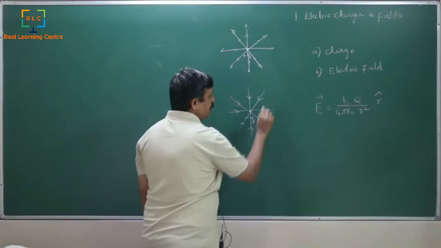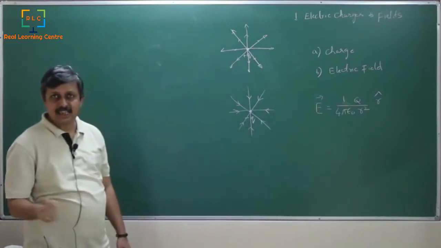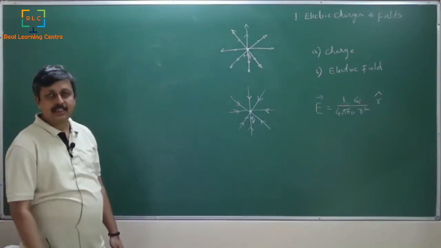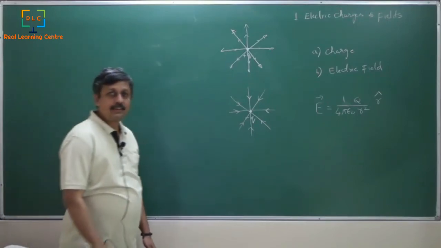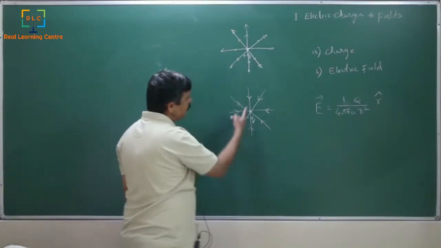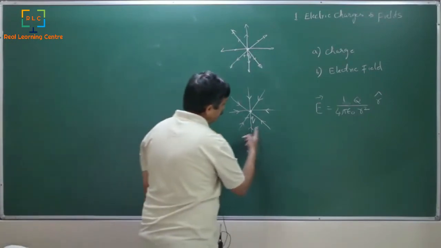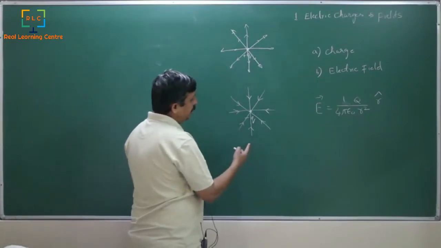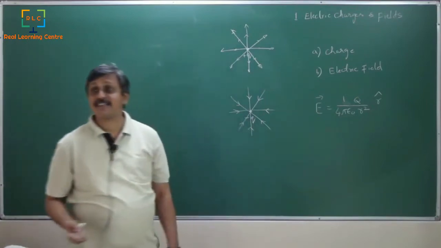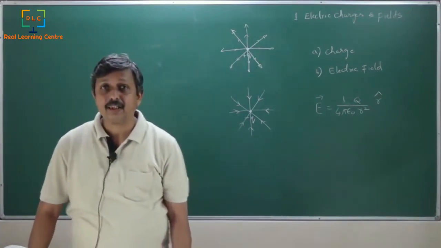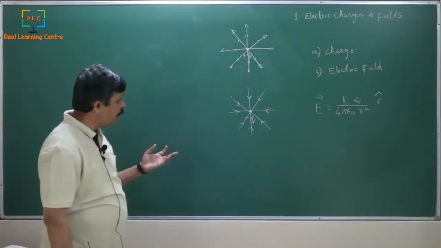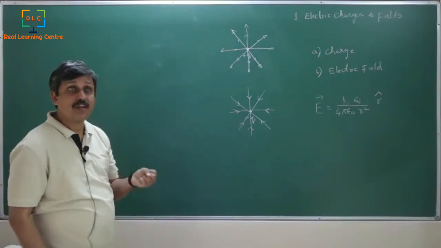Because if you keep a positive charge here, it gets attracted to minus Q, and hence the direction is inward. This looks similar except the direction is different. In this case, you can see very clearly that it is from infinity to that point. Now, what if I keep two charges?